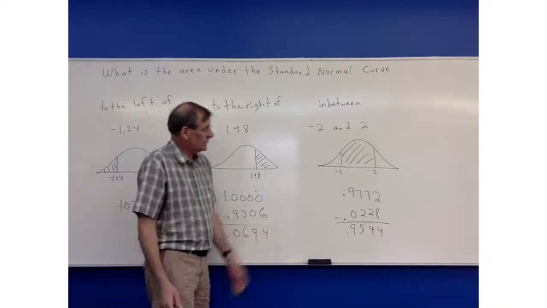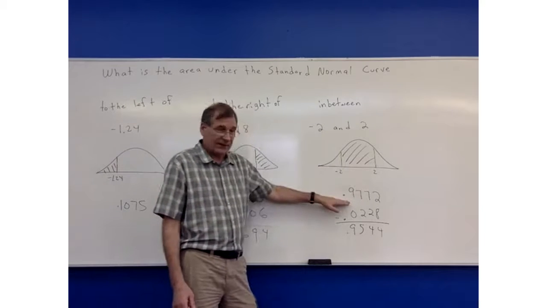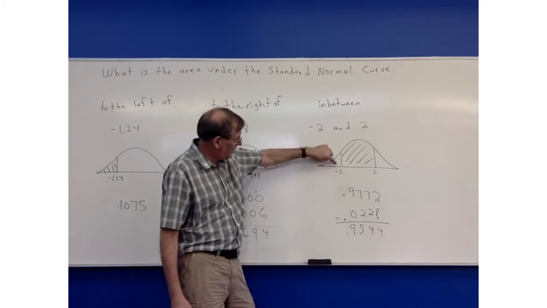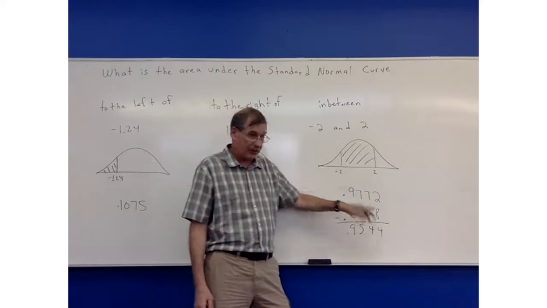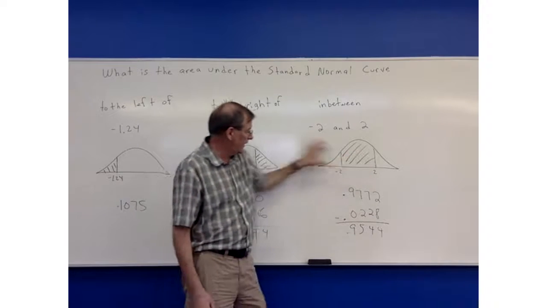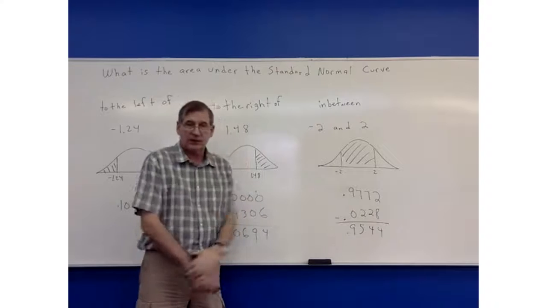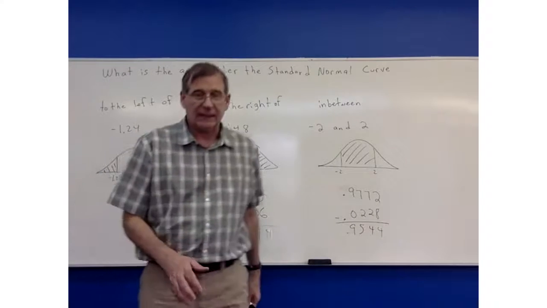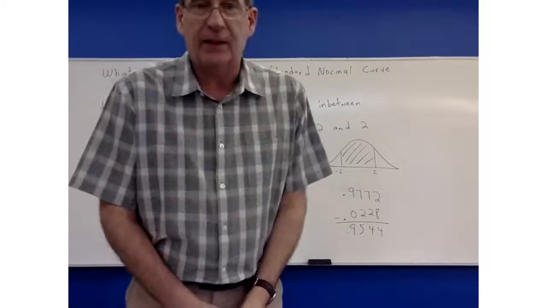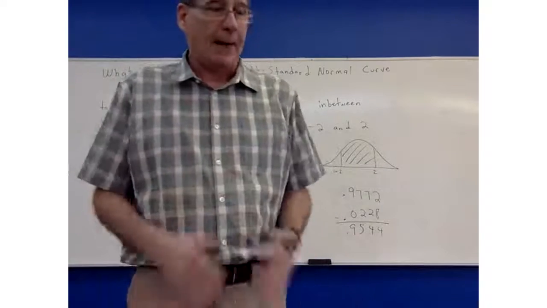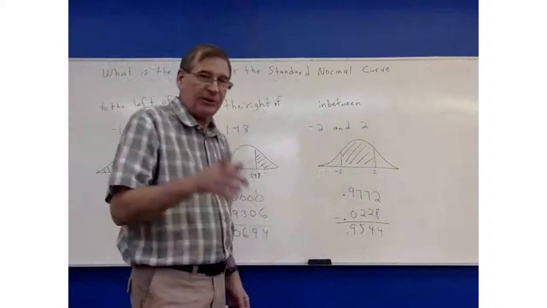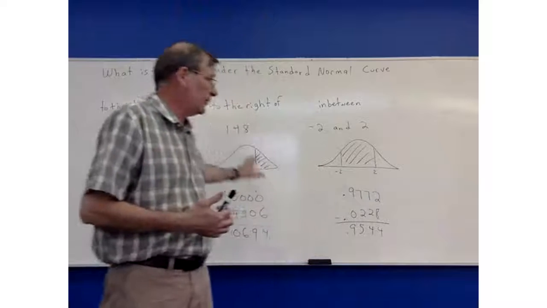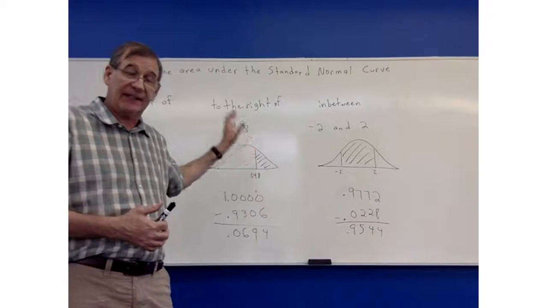Now, between, you look at 2. The z-table gives you 0.9772. You look up negative 2, which is this area right here, 0.0228. You take the bigger area, subtract off the smaller area, and get 0.9544. That is one way to read the standard normal curve. I will show you another. This is reading it as area under the curve. You can also view it as probabilities, and that'll be in the next video.